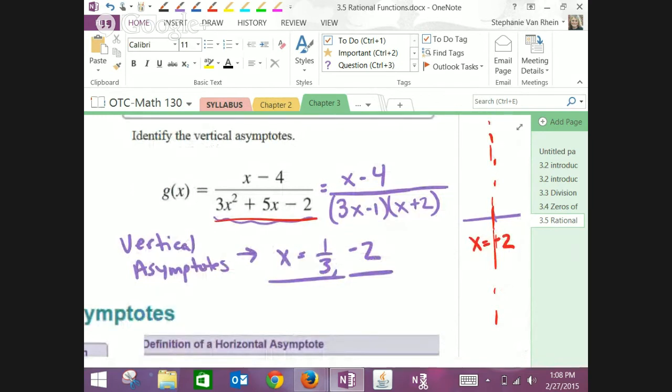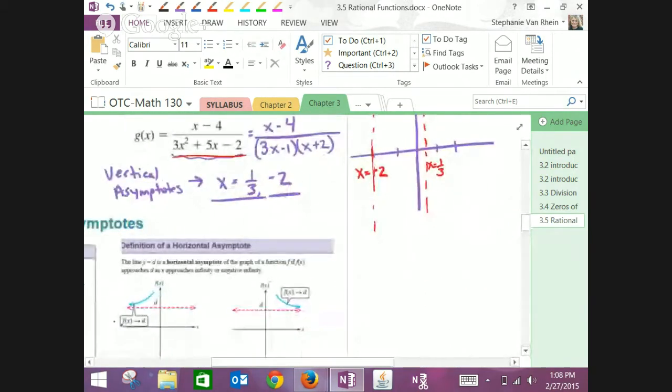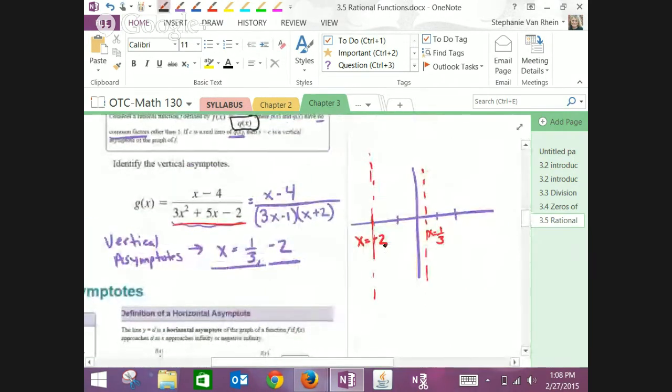So in this example, g of x, if I want to find the vertical asymptotes of this graph, I have to factor the denominator. So I factor the denominator and I end up with x equals a third and x equals minus 2. So if I was to graph that, I would see at x equals minus 2 and x equals a third is my vertical asymptote, right?